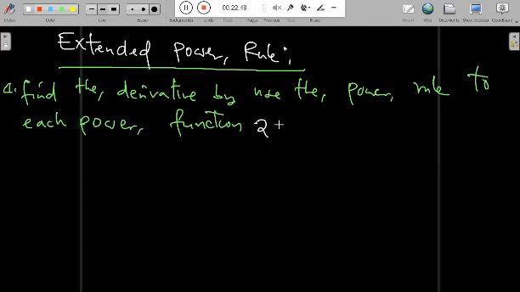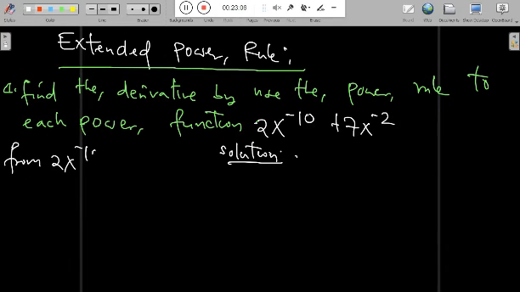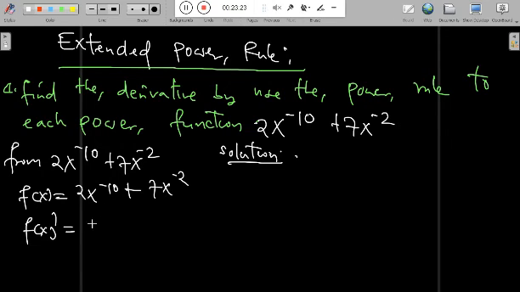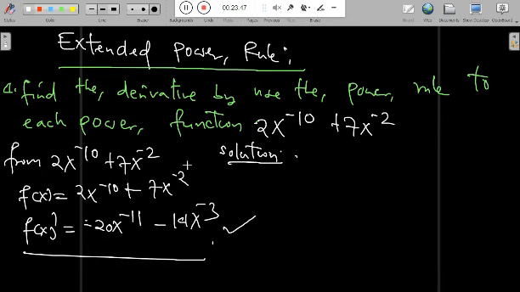Suppose we have 2x raised to the power of negative 10 plus 7x raised to the power of negative 2. So when you find the derivative of this function, we take 2x raised to the power of negative 10 plus 7x raised to the power of negative 2. So when you apply the first order derivative of this function, the answer will be equal to 10 times 2, that is negative 20x raised to the power of negative 11. Then minus, we take 2 times 7, that is 14x raised to the power of negative 3, since we take negative 2 minus 1, that will give you negative 3. So that could be the answer.